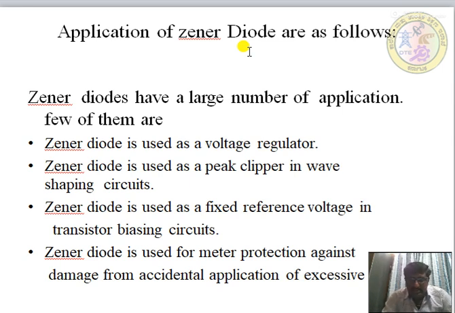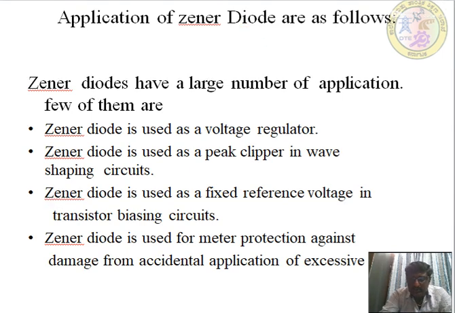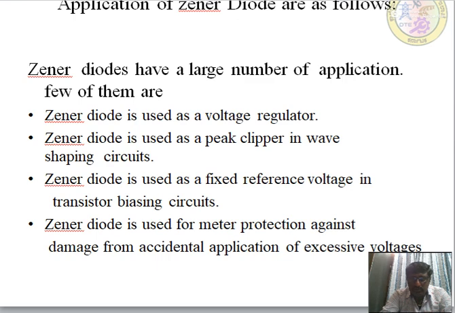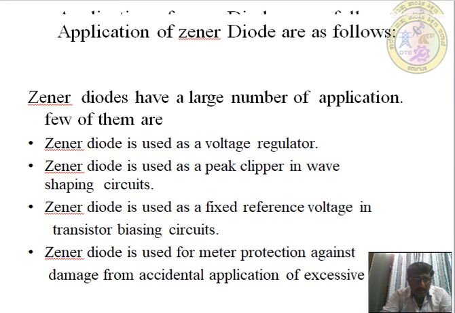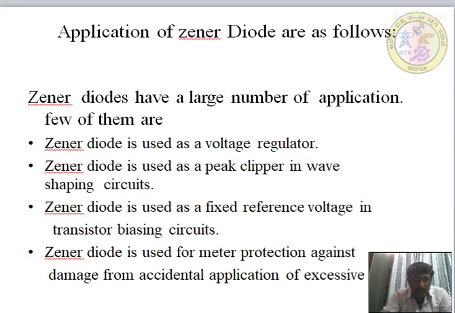A Zener diode is used as a fixed reference voltage in transistor biasing circuits. It is also used for meter protection against damage from accidental applications of excessive current or excessive voltage. So these are the applications of the Zener diode. It is applied in almost every area of electronics: voltage regulators, clippers and clampers, transistor biasing, as well as protection against accidental excessive voltage, whatever damage is being created.